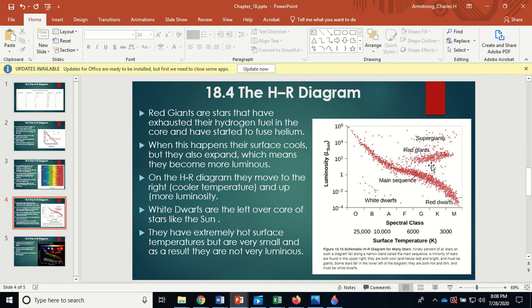So what I could do is say, on the upper right-hand corner of the HR diagram, we'd find which of the following: red giants, blue giants, red dwarfs, white dwarfs, that type of thing. The sun's right here. That's the other one we haven't run into yet. The sun's right there in the middle.